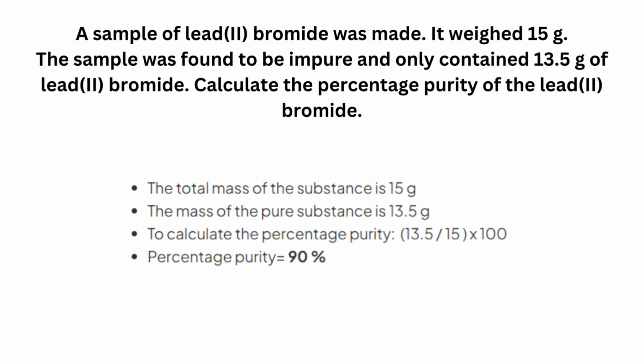A sample of lead(II) bromide was made. It weighed 15 gram. The sample was found to be impure and only contained 13.5 gram of lead(II) bromide. Calculate the percentage purity of the lead(II) bromide. Total mass of the substance 15 gram. Mass of pure substance 13.5 gram. To calculate the percentage purity, 13.5 over 15 times 100, which is equal to 90%.